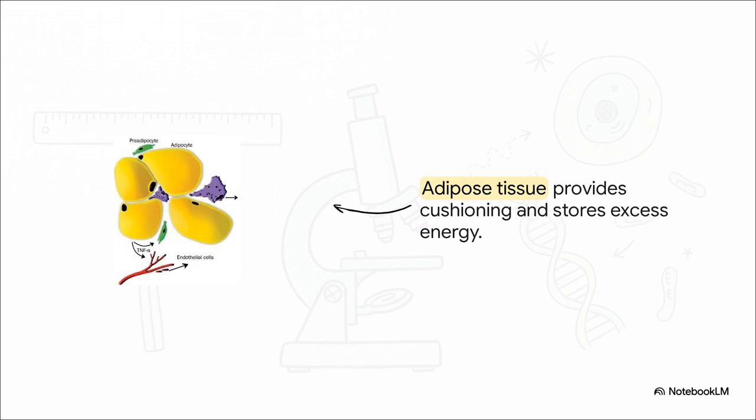Right alongside bone, we have other critical supporting tissues like adipose tissue. Driven by specialized cells called adipocytes, this tissue is specifically designed by nature to be your body's built-in bubble wrap. It provides physical cushioning for your vital organs and acts as a massive reservoir, storing excess fat and energy for the body to draw upon whenever it's needed.